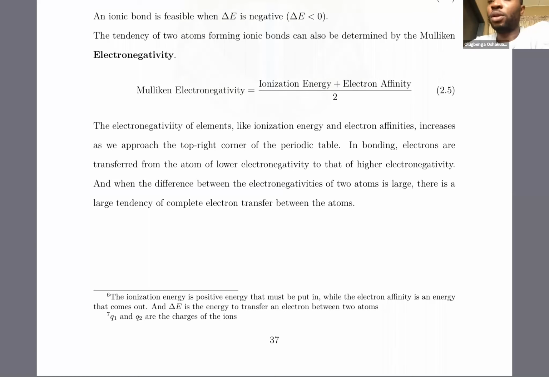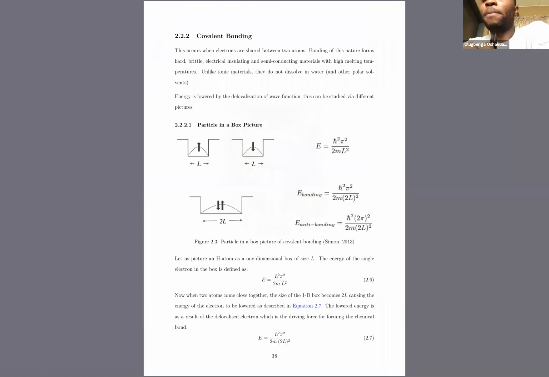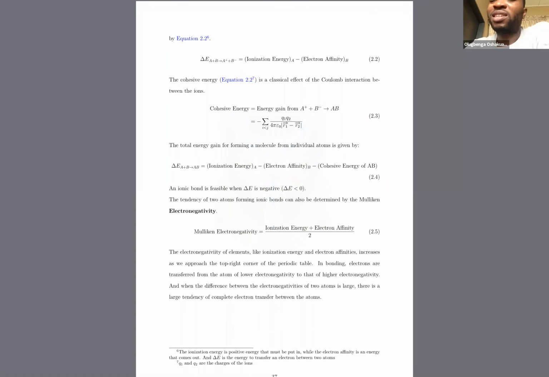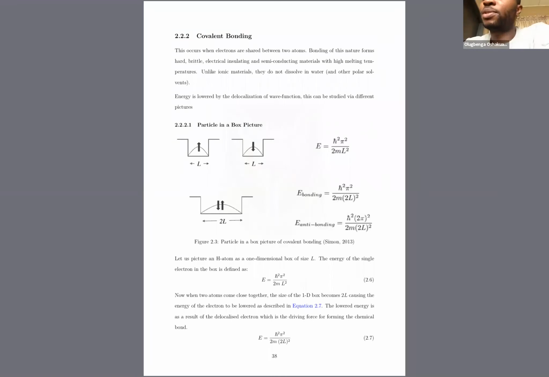So, covalent bonding. Let me look at this. Is there anything I should talk about before we call it quits? No, I think they are simple enough. There are things you can just look around and play with. Okay, I think it's time.